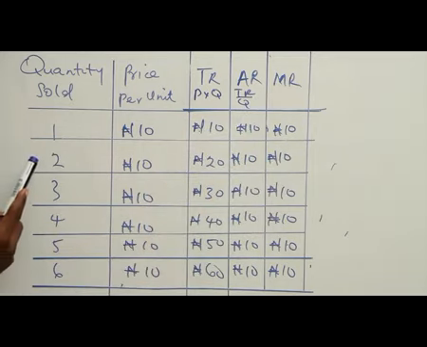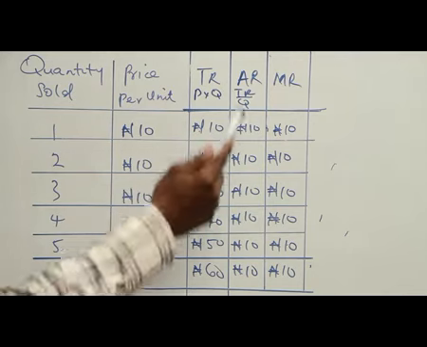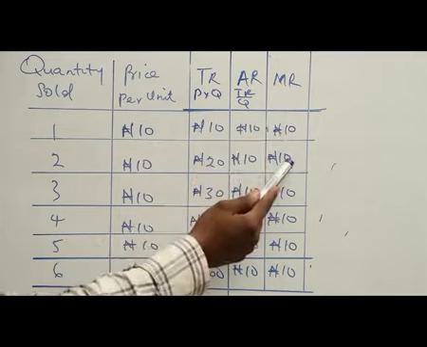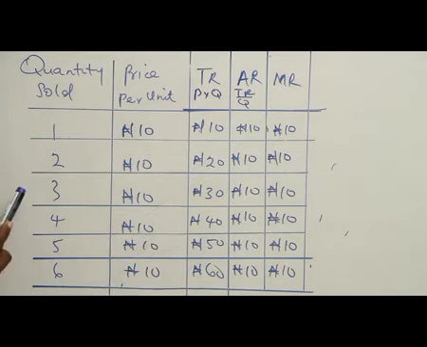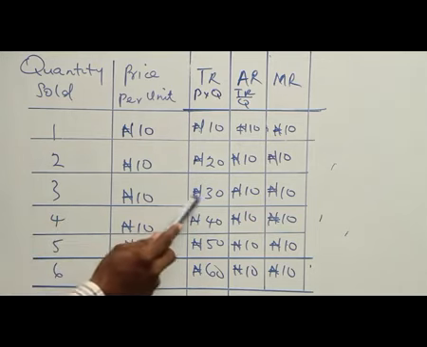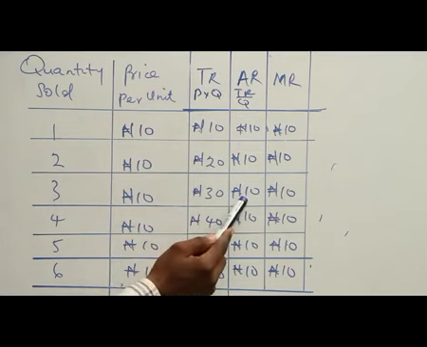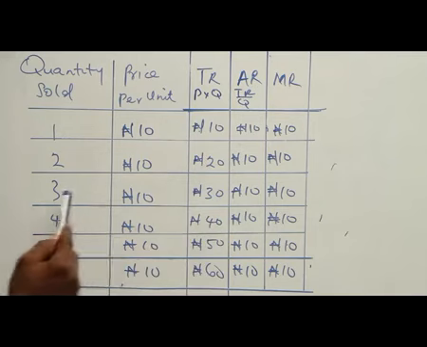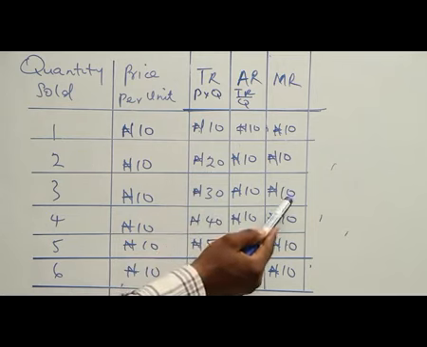Now let's look into the 2 units. When 2 units are sold at 10 naira per unit, the total revenue is 20 naira, while the average revenue indicates 10 naira. The marginal revenue too is 10 naira because the change from here to here indicates 10 naira. Now let's look at 3 units. 3 units indicate 30 naira because price per unit is 10 naira. So 30 naira is the total revenue. The average revenue, that is the total revenue, 30, divided by quantity sold, 3, will give us 10. And the change from 20 naira to 30 naira will give 10 naira. So the marginal revenue is 10 naira.